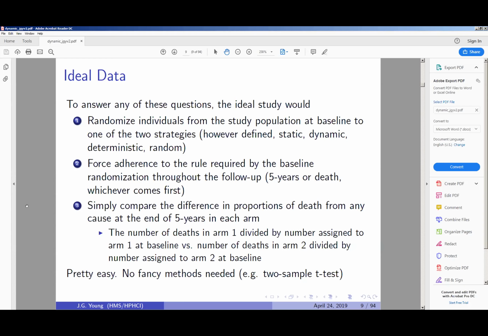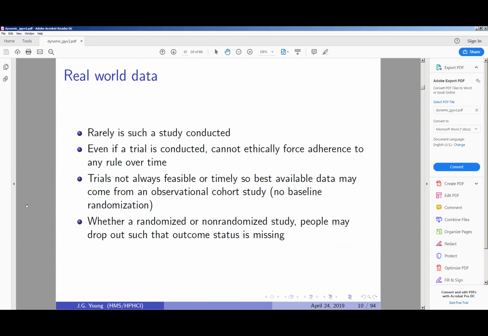We simply could compare the difference in proportions of deaths across each arm. So proportion 1 is just the number of people who die somewhere in the 5-year follow-up in arm 1 out of the total randomized to arm 1, and similarly in arm 2, the number who die out of the total randomized in arm 2, and then we could just maybe do a 2-sample t-test. So we don't need to talk about G methods, even though here we're definitely doing causal inference and we're targeting exactly what we want. The problem, of course, is that rarely do we have such an ideal study.